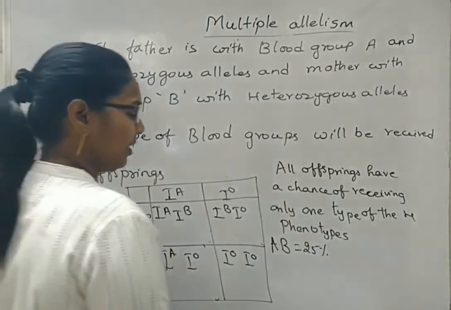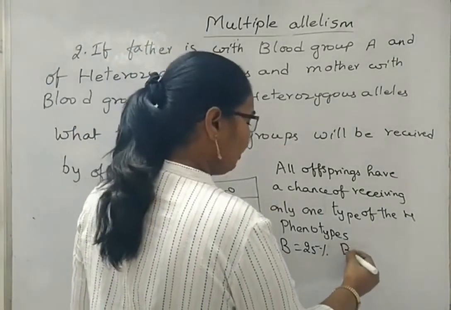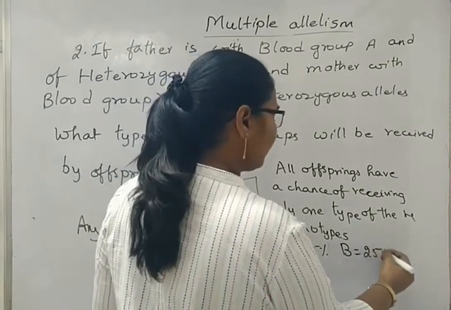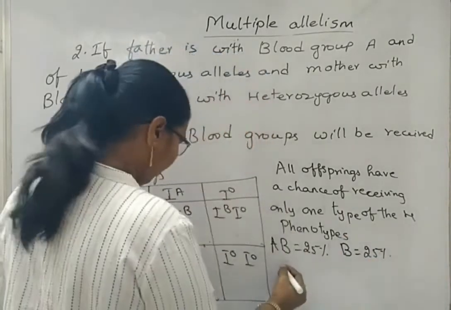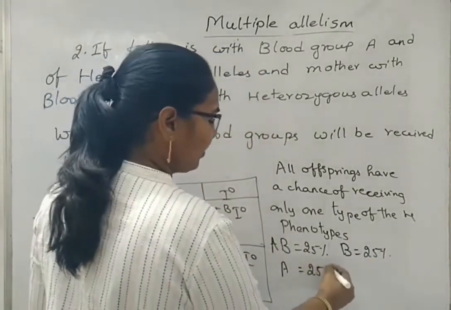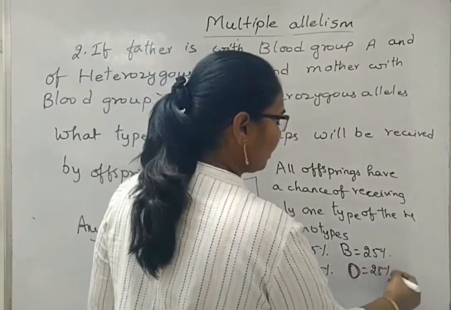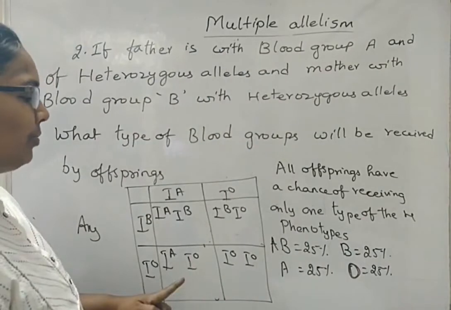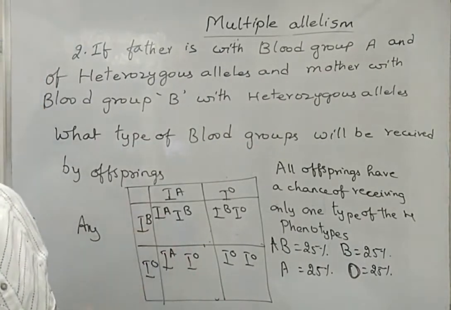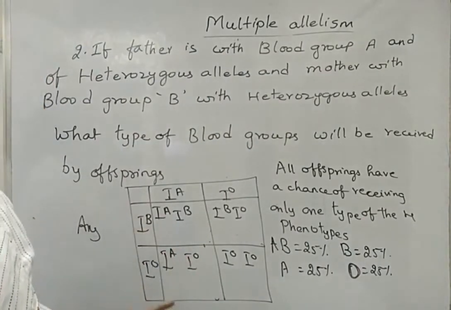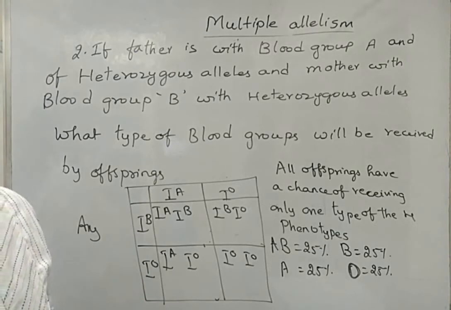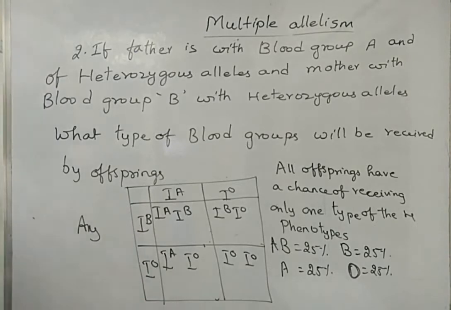In offsprings, the B blood group chance is only 25%. A blood group chance is only 25% in offsprings. O blood group chance is only 25% in offsprings. So there is only a 25% chance for the offsprings to receive each type of blood group. Next we will start with polygenic inheritance.